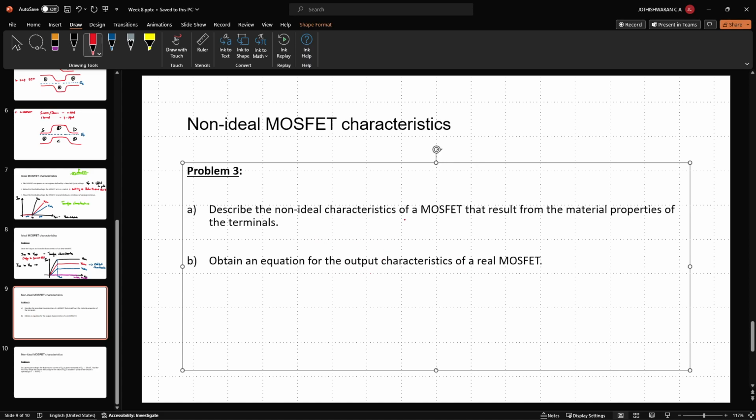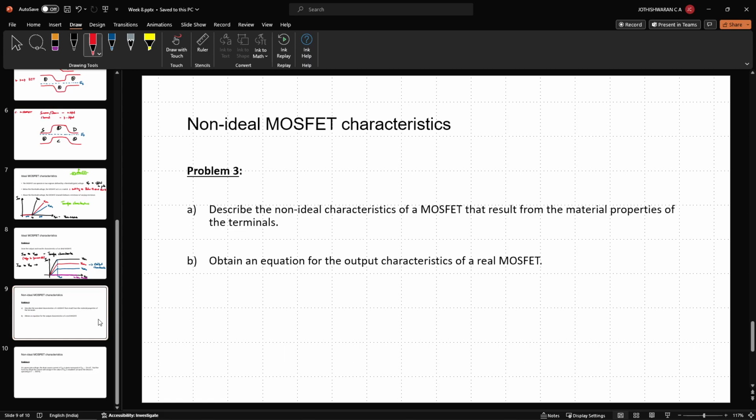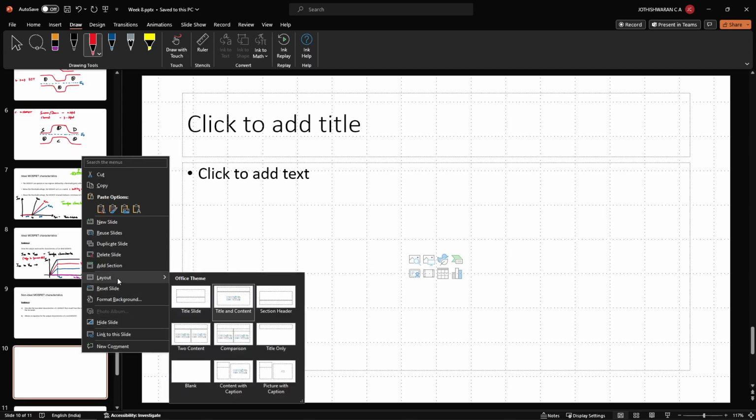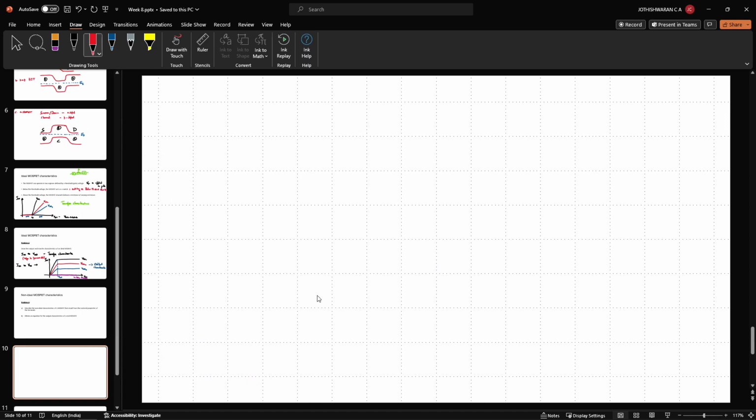Okay, so now we have to describe the non-ideal characteristics of a MOSFET that result from the material properties of the terminals, the gates, source and drain terminals. So that is A, and we also need to find an equation for the output characteristics of a real MOSFET. So these are the two things that we shall do. So let me insert a new slide. So part A.